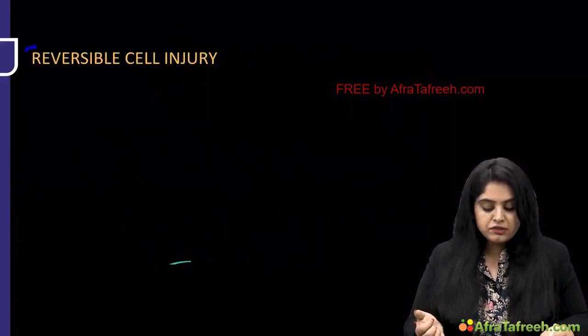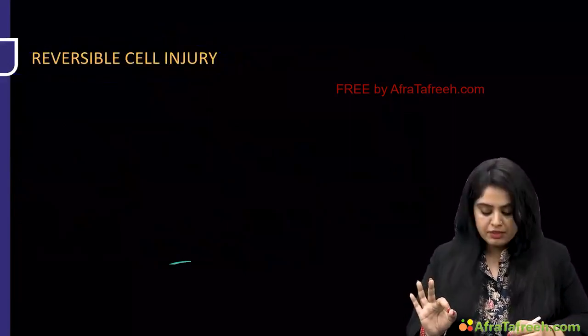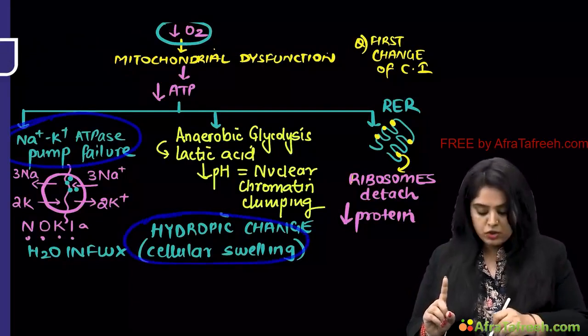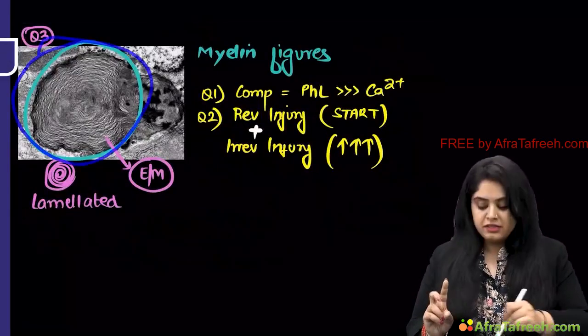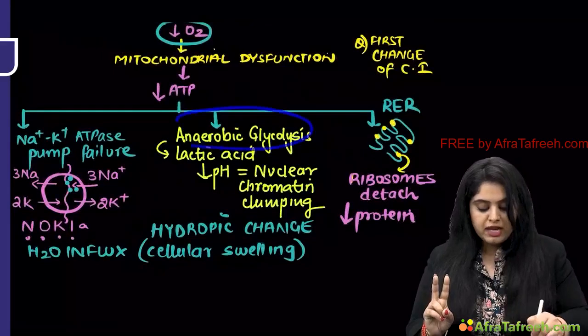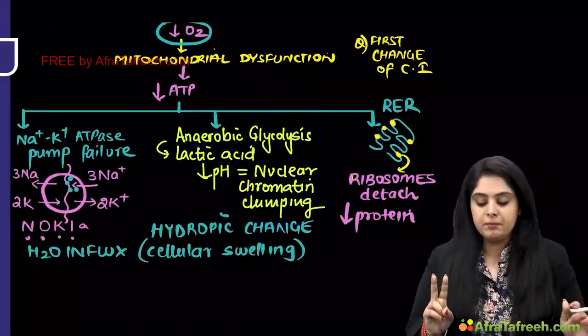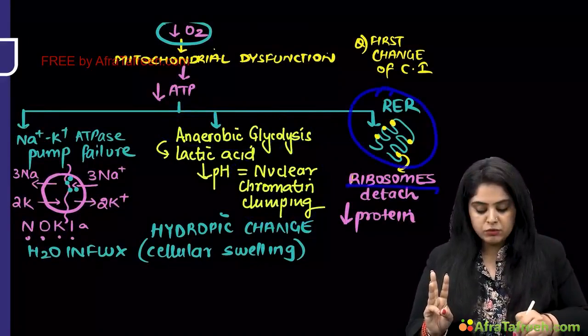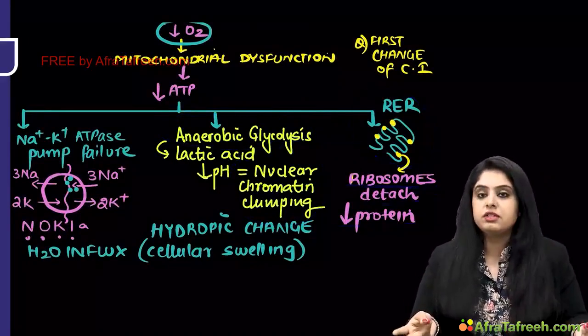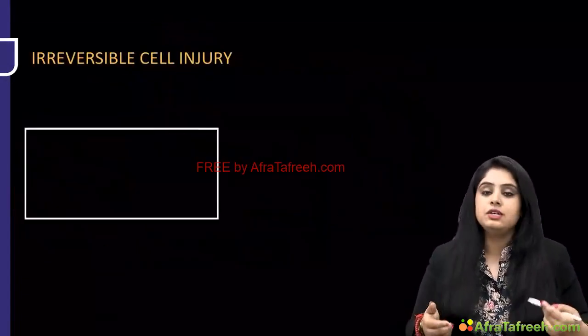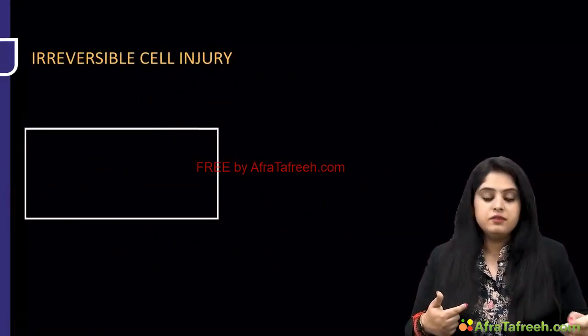So what happened in reversible cell injury? What are the 3 changes that happen? Number 1, the sodium potassium ATPase pump fails. So there is hydropic change. Along with that, there is formation of myelin figures. Number 2, there is going to be anaerobic glycolysis. So because of the change in the pH, there is nuclear chromatin clumping. And number 3, because the ribosomes are going to detach, the protein synthesis decreases. That is reversible cell injury, because after reversible cell injury, gradually you go into irreversible cell injury.